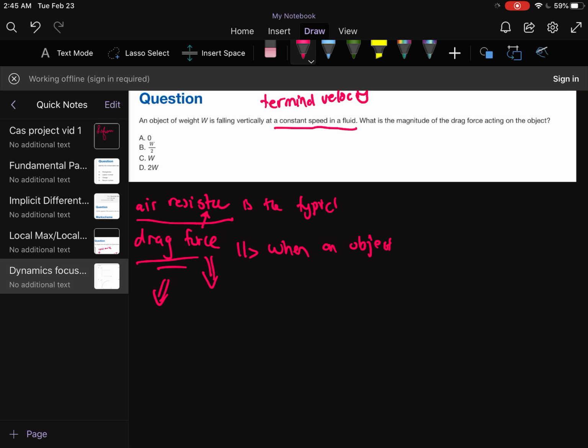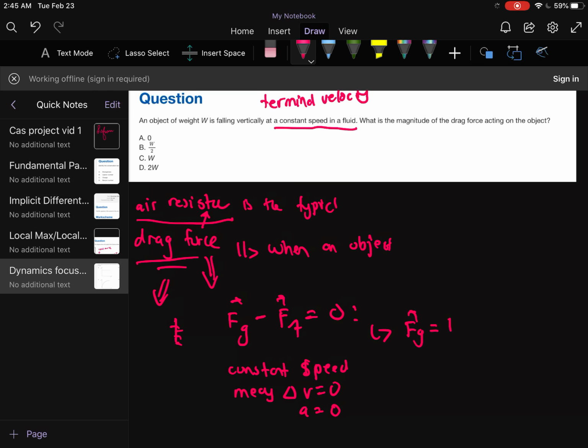So if you have the object falling down at constant velocity, that means that Fg minus Fd is equal to 0 because it's falling at a constant speed. Meaning no change, so delta v is equal to 0, hence the acceleration is also 0. And so Fg minus Fd is equal to 0. So the gravitational force is equivalent to the drag force. Apologies, I should write drag.